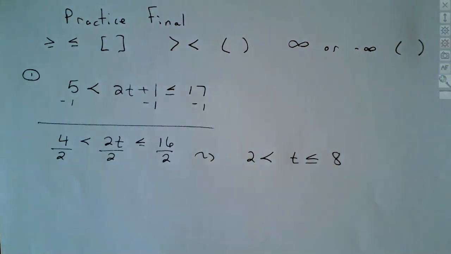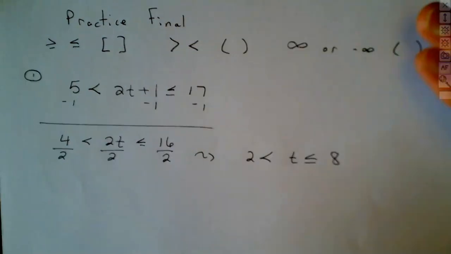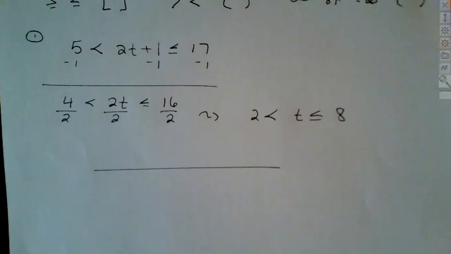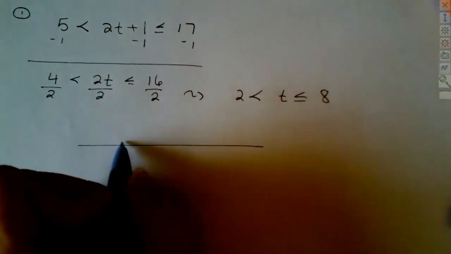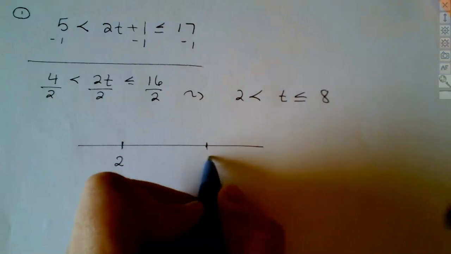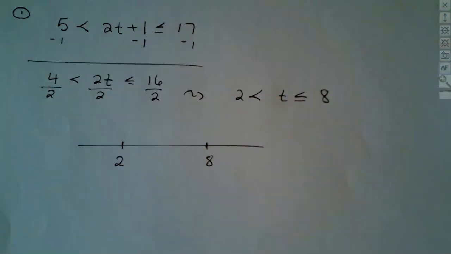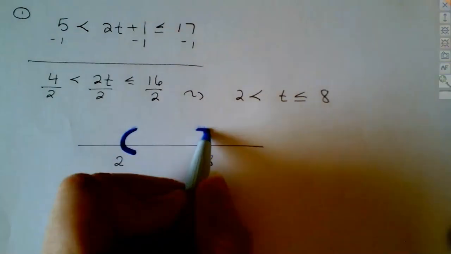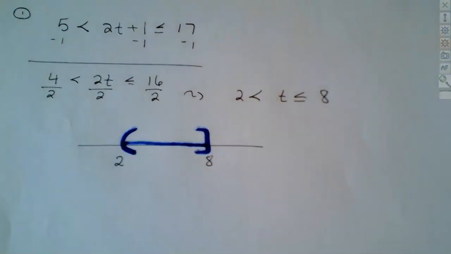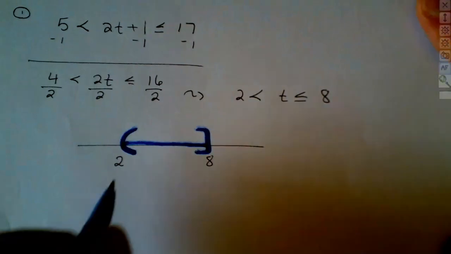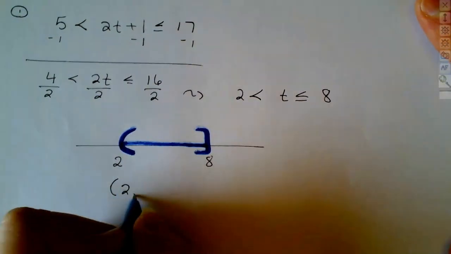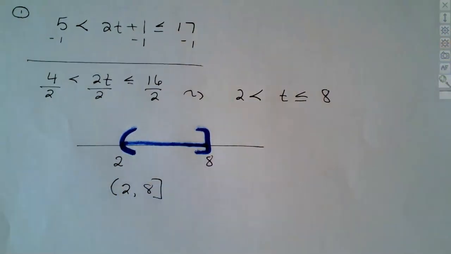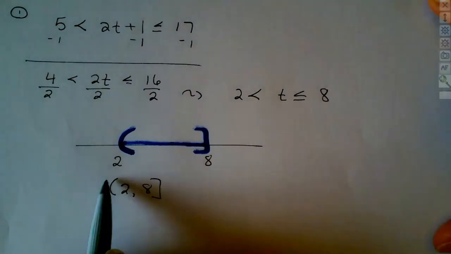And we now, again, need to go ahead and graph this on our number line, and then we'll write our answer in interval notation. So on the number line, here we are at 2, and we've got 8 over here. The 2 is going to get parentheses, and the 8 gets square brackets. And so your answer is in between the 2, so it would be 2, 8 with a parenthesis and a square bracket there.